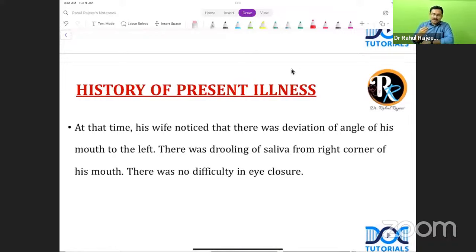Deviation of angle of mouth, drooling from the right corner. See, deviation of angle of mouth to the left. Probably on attempted speaking, there was a deviation of angle of mouth to the left, and from the right corner of the mouth, there was a drooling of saliva. Now, let me just try to analyze. I'm just stopping the sharing of the screen.